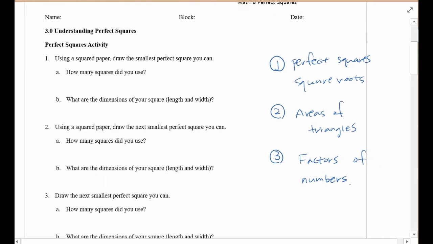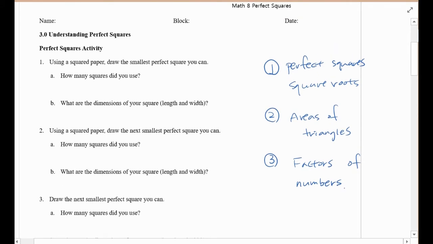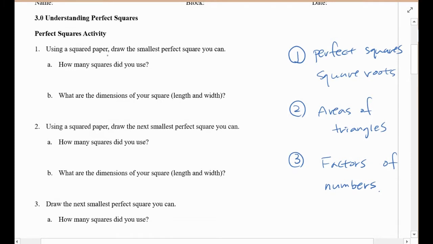Okay, so let's look at the first handout. Using square paper, draw the smallest perfect square you can. How many squares did you use? What are the dimensions of your square? Before we start, what are squares, everyone? How can you draw a square? A square is a quadrilateral having four equal sides, right?